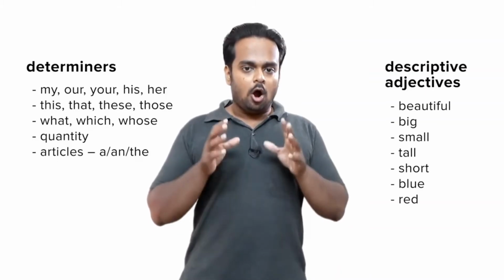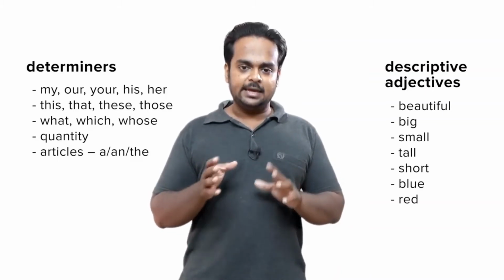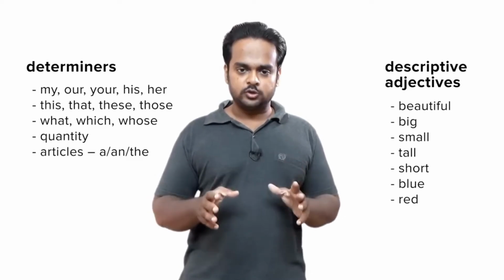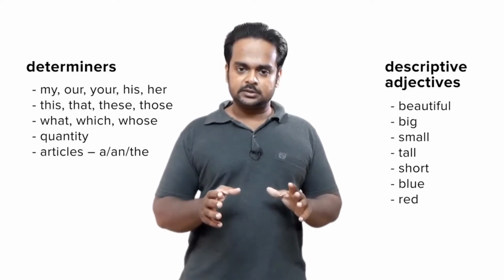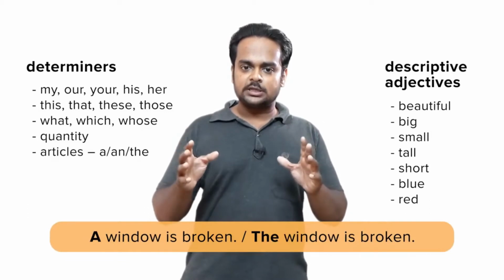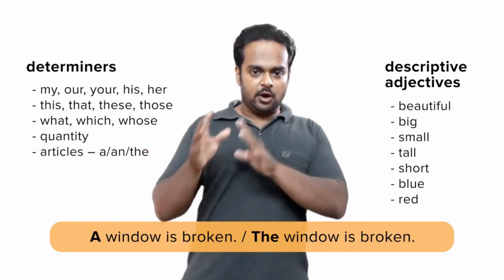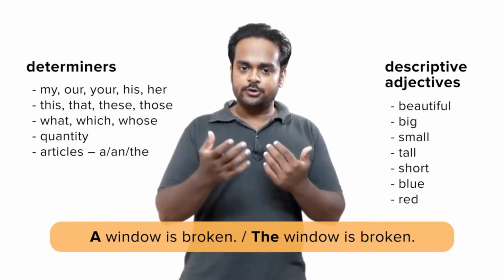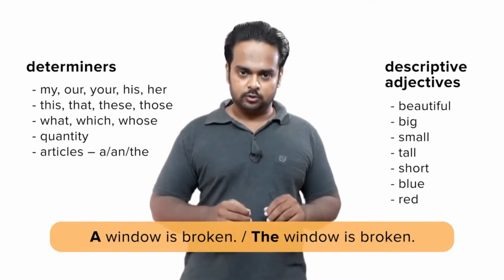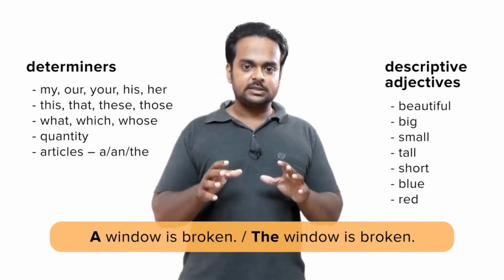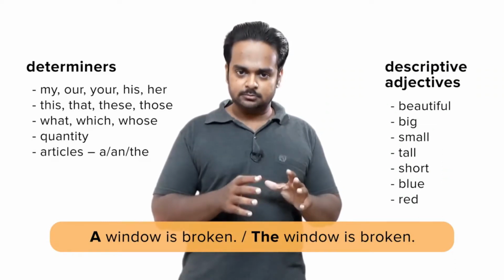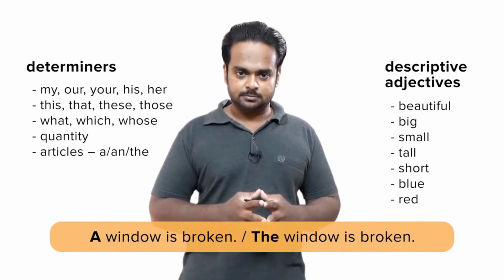And finally, articles, that is the words a and the, are also considered adjectives because if I said a window is broken, it could be any window. But if I said the window is broken, we both know which window I'm talking about. So articles give us information about nouns, and so they're also adjectives.